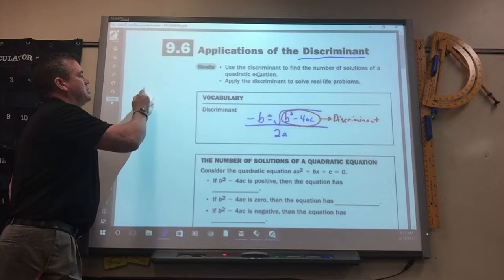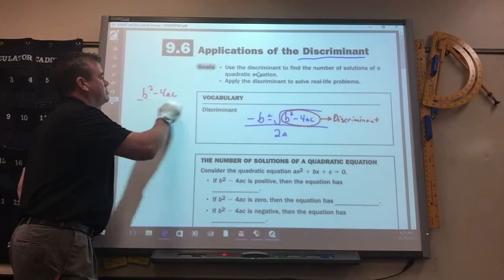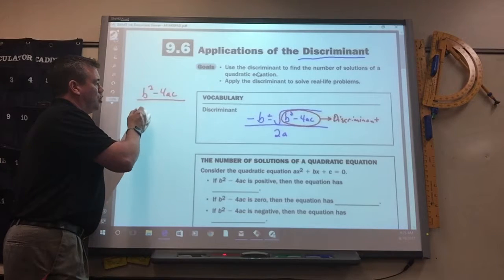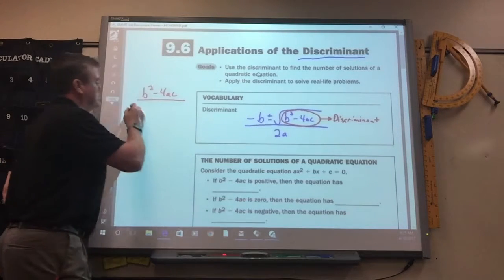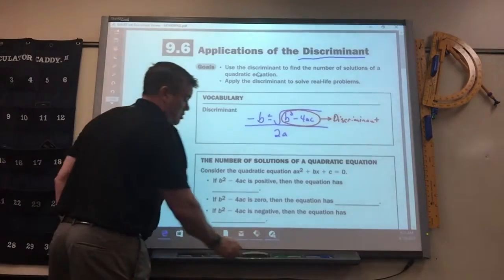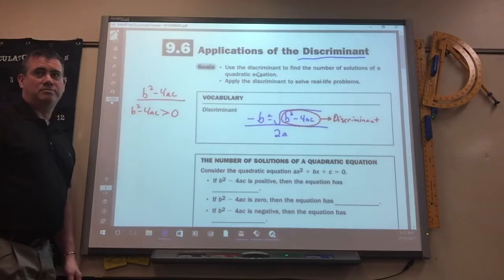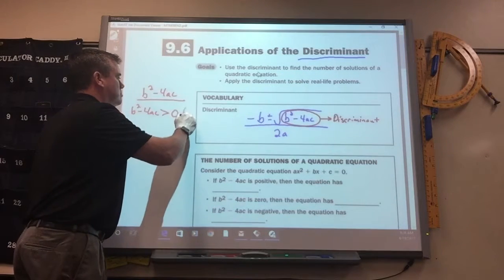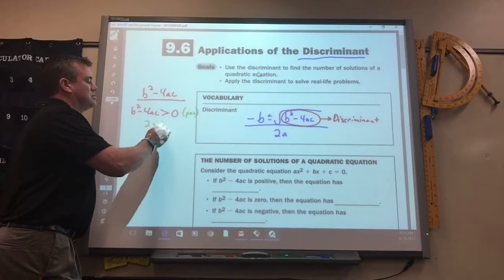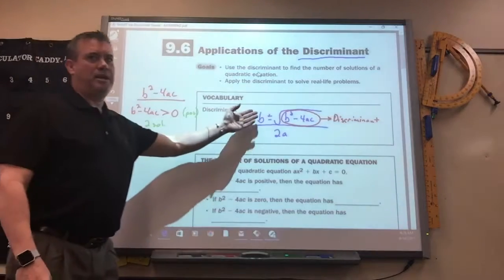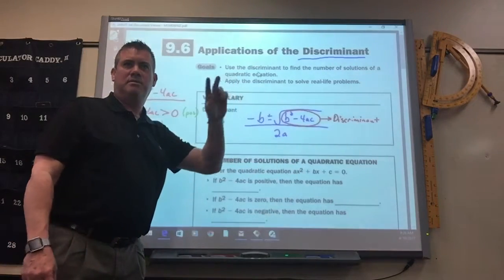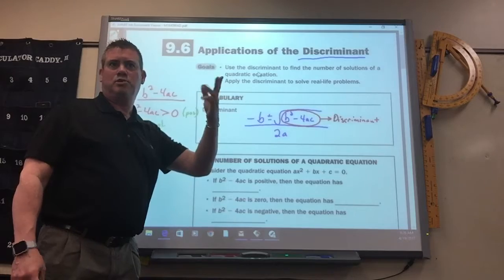When you figured out b squared minus 4ac, if it is greater than 0, I'll just write it like this. Which means if something's greater than 0, that means it's what kind of number? Positive. If it's greater than 0, that means you have two solutions. Because remember, you go negative b plus this, and then divide by this, and then negative b minus that. Remember how we got two solutions? Two answers.